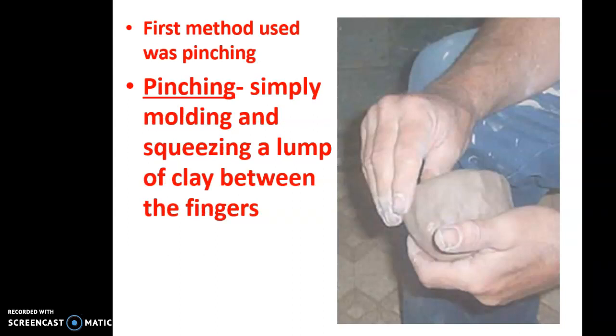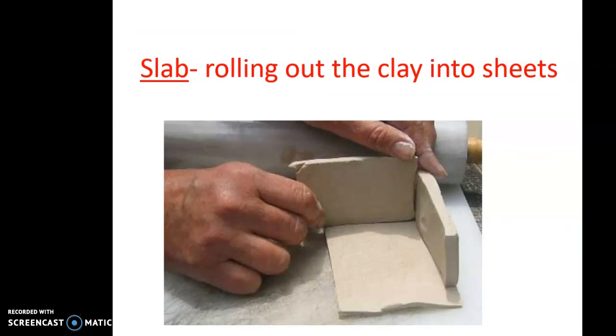It's basically taking a lump of clay between your fingers and pinching and molding it into a shape. I'm sure if you've played with Play-Doh, you've done this particular technique. Now, slab is where you take the clay and roll it out into sheets, much like pie dough.